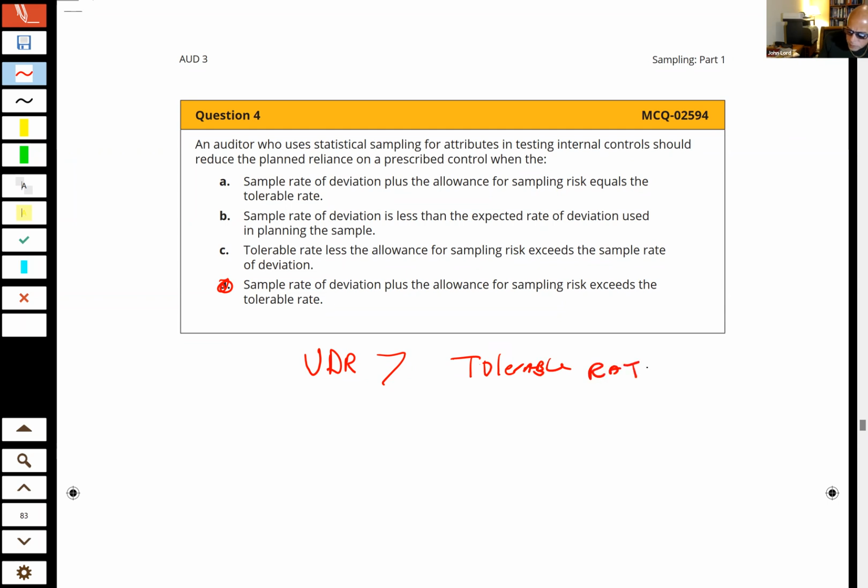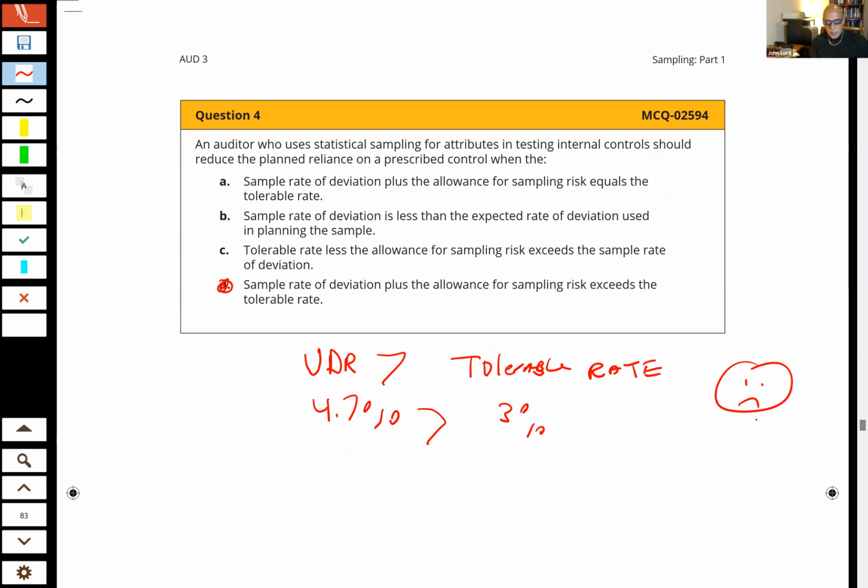In other words, if the upper deviation rate was 4.7% and the tolerable deviation rate was 3%, this is the SAT auditor, you wouldn't rely on that control, right? Which is what the question was describing, okay?